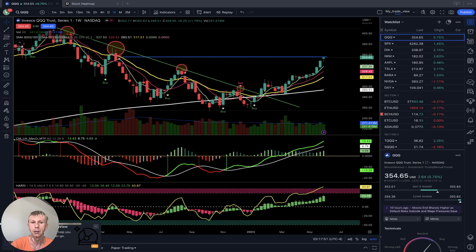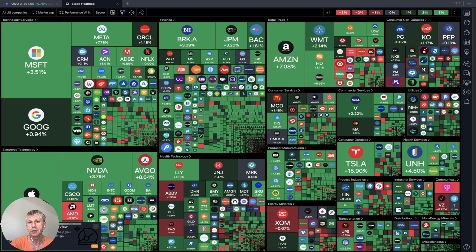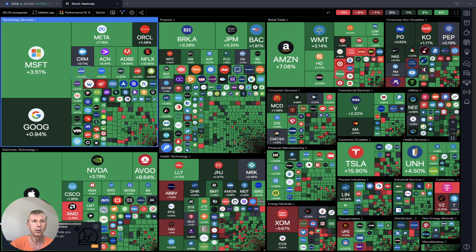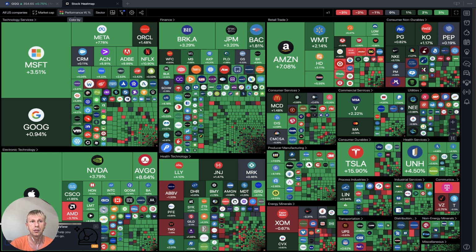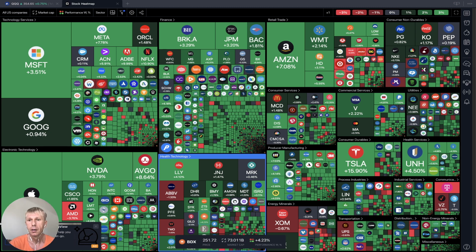Let's move to TradingView. Let's start from the heat map. It's all USA companies' weekly performance based on the market cap. It looks great. You see large caps, at least large caps look good: finance and technology all look good. Energy is a little bit red, health too, but generally it looks good. Generally, the USA market looks good.